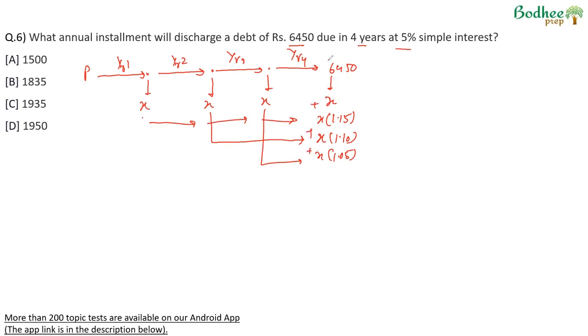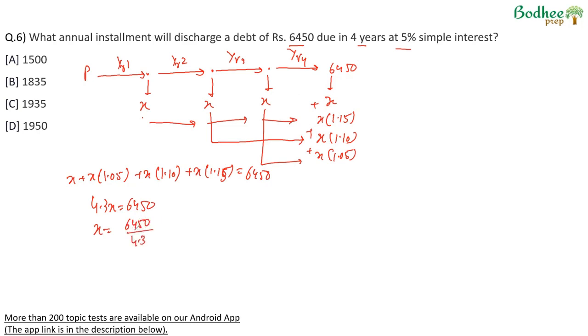Now, these are the 4 installments, and we're looking at the value of these 4 at the end of the 4th year. So we can say X plus X into 1.05 plus X into 1.10 plus X into 1.15. This should be equal to the repayment that is to be made, which is 6,450. If we add, we get 2.25, 3.25, 3.3, 4.3. So 4.3x is equal to 6,450. X is nothing but 6,450 upon 4.3.